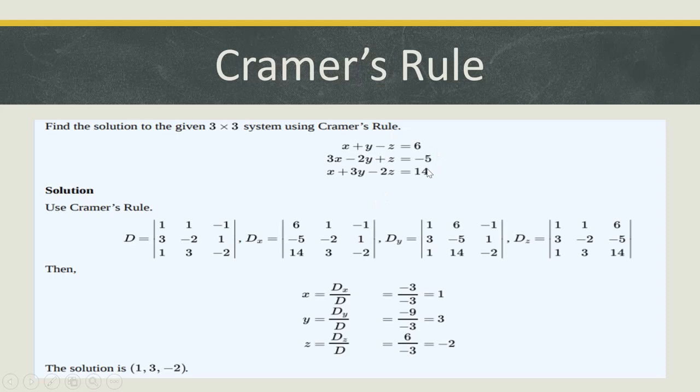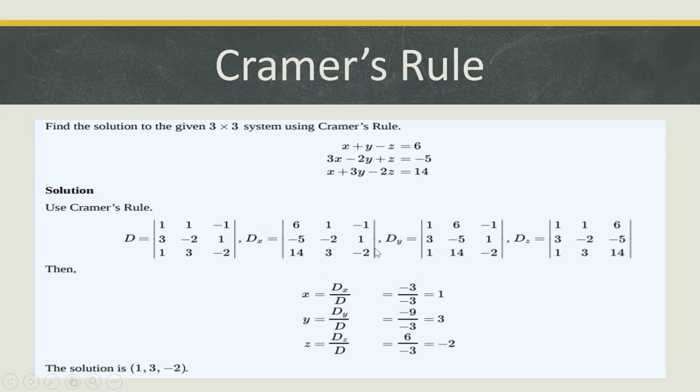Here we are given a system of linear equations in 3 variables. We have calculated D. So here D is 1, as you can see here. For Dx, the first column in D was 1, 3, 1. Here it is replaced with the constant values, which are 6, minus 5 and 14. In Dy, the second column was 1, minus 2, 3 and it is replaced with 6, minus 5, 14. Similarly in Dz, the third column was minus 1, 1 and minus 2 and it is replaced with 6, minus 5, 14.